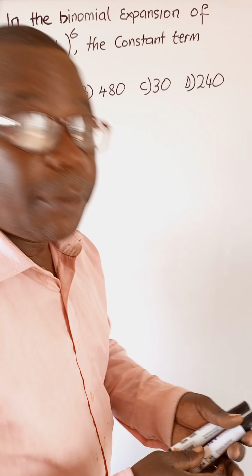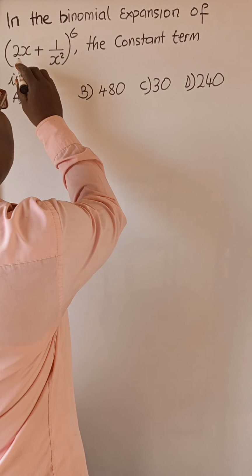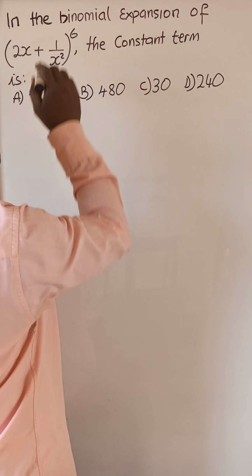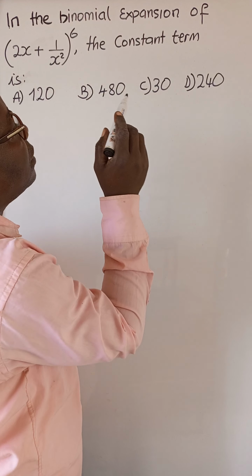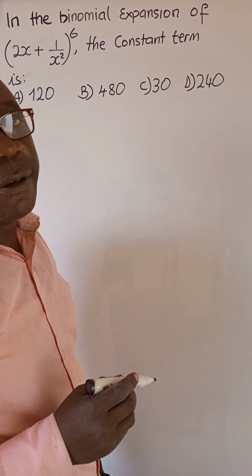Hi. In the binomial expansion of (2x + 1)/x² to the power 6, what is the constant term? 120, 480, 30, or 240?